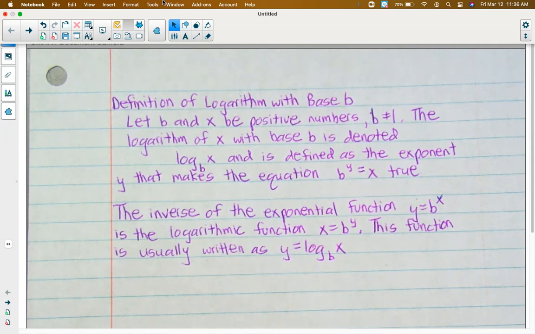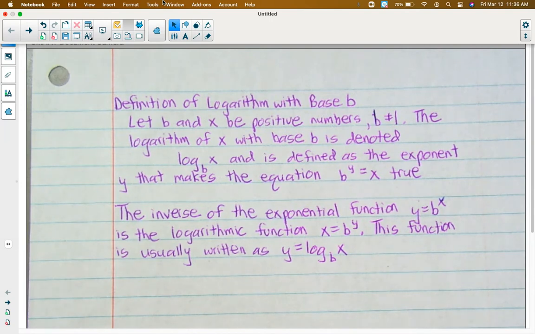So, make sure you watch the first video, the YouTube video that explains what a logarithm is and applications of it. So, definition of logarithm with a base b.